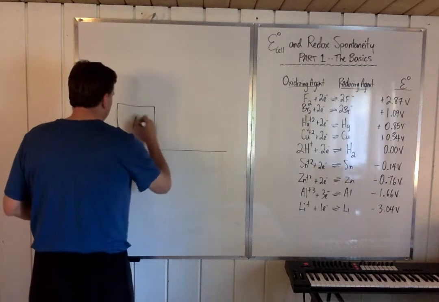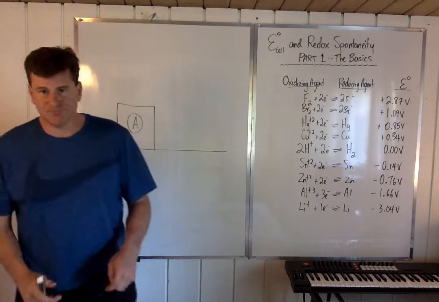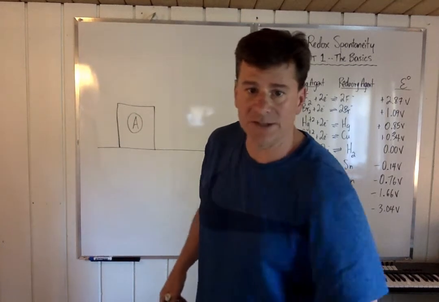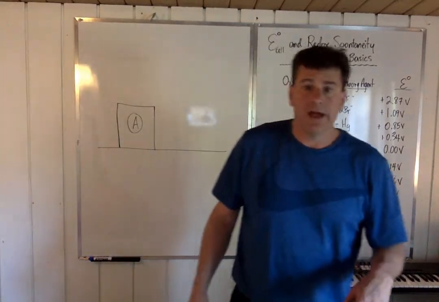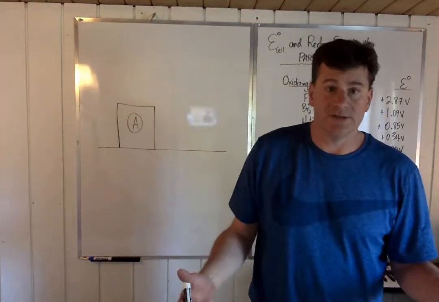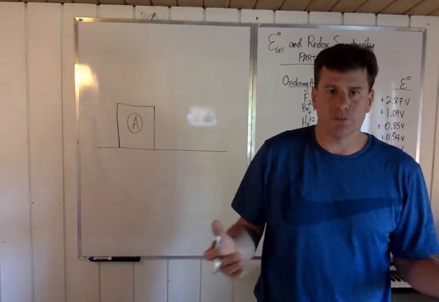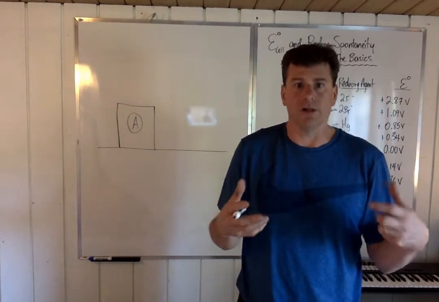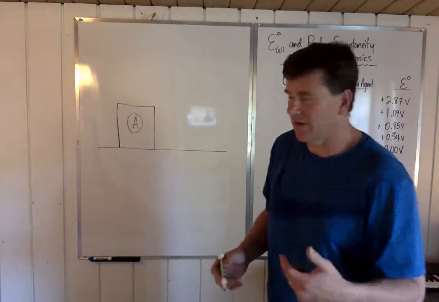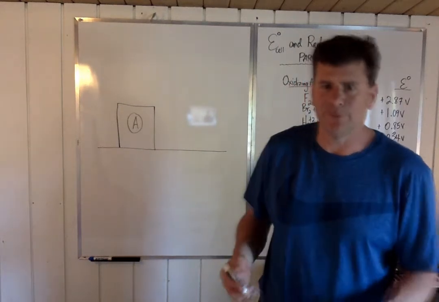And I'll label it A. So I put a box on the ground, and what I'm going to do is put another box on the ground, and then I'm going to connect the two of them with a ramp, and I'm going to put a bowling ball on top of them. Okay, so it's a pretty simple, straightforward thing.